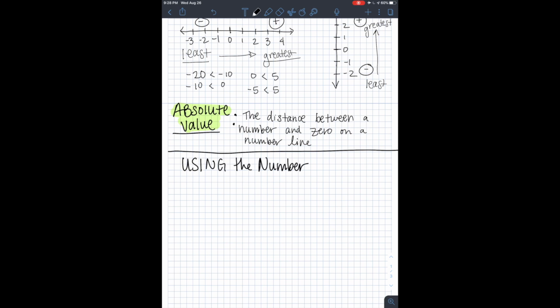So, using the number line, let me make sure that my handwriting is nice and clear for you guys. Using the number line, there are a few steps for the problems that we're going to be doing when we use the number line.